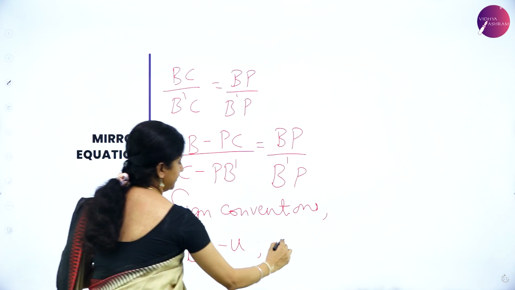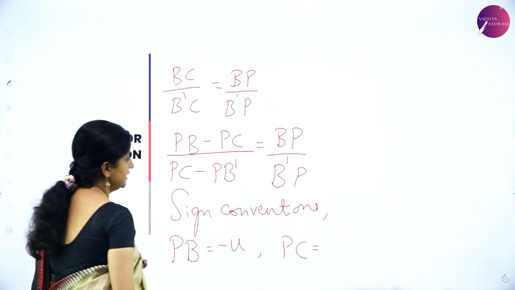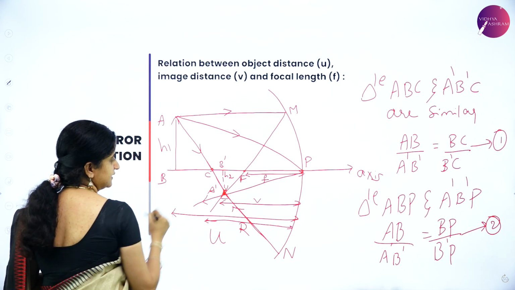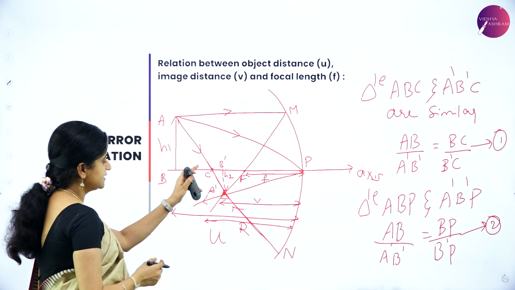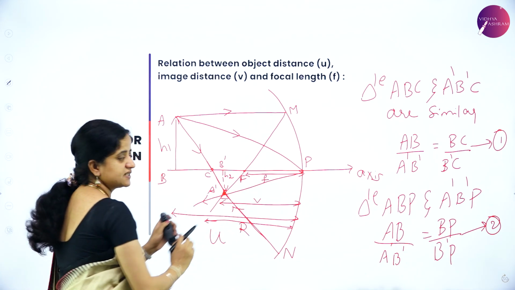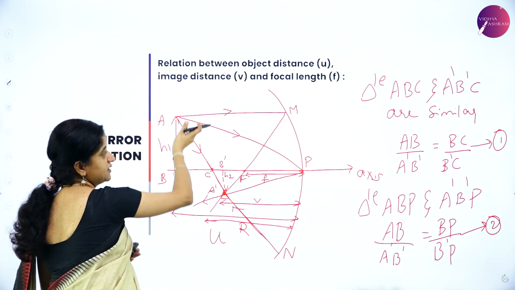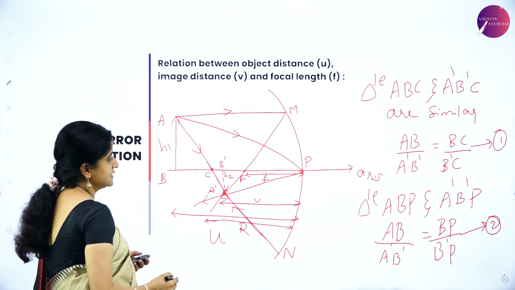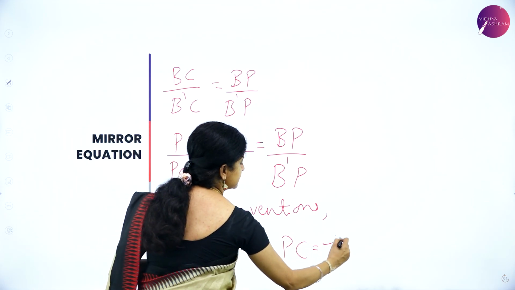Next, we have PC. So, what is PC? According to the diagram, C is nothing but the center of curvature. The distance between the pole and the center of curvature is R. Since it is in the opposite direction of incident radiation from the pole, it should be minus R. So, we will get minus R.